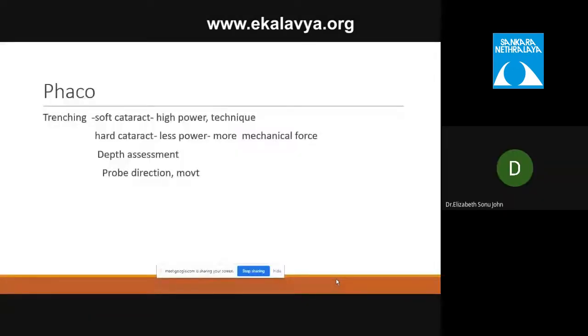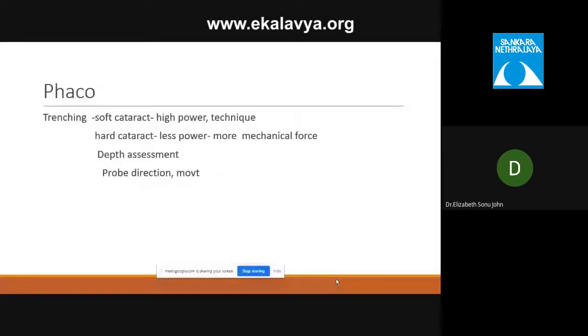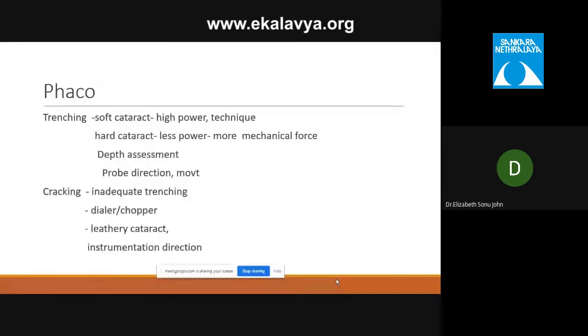With that speed, if you go beyond the nucleus level, then you are in the epinucleus and cortex, so the probe can cause a rent. The other thing is movement. It should not be very fast, it should be slow. In cracking, the problem is an inadequate trench. If your trench is not adequate, it is dense in the center, and when you try to crack, there is difficulty in cracking.